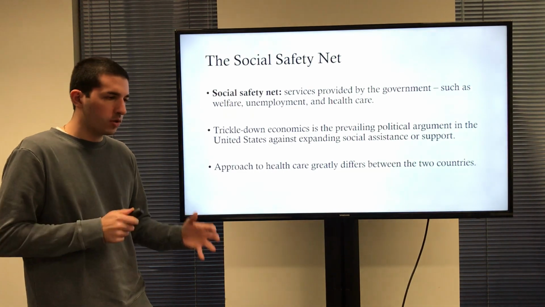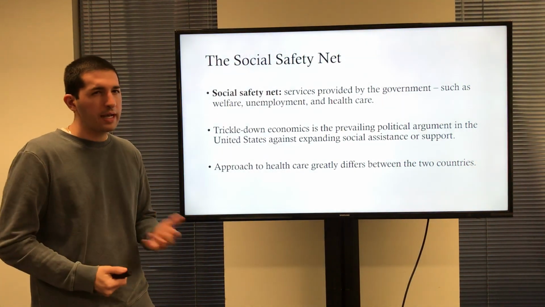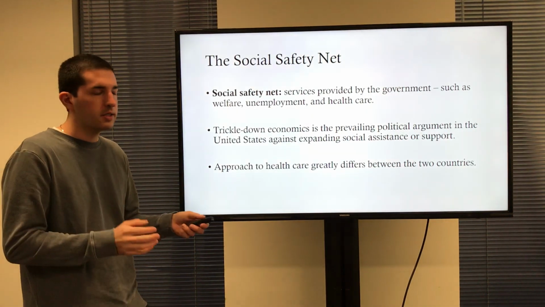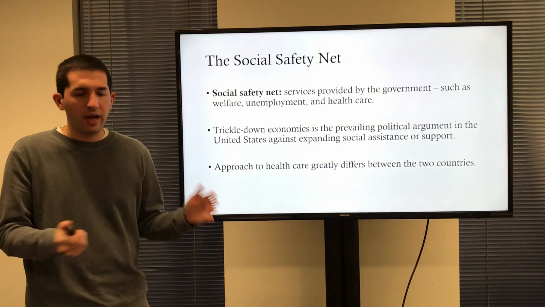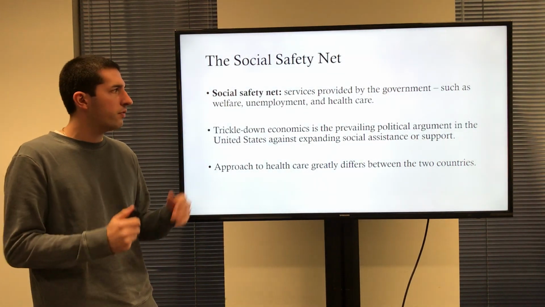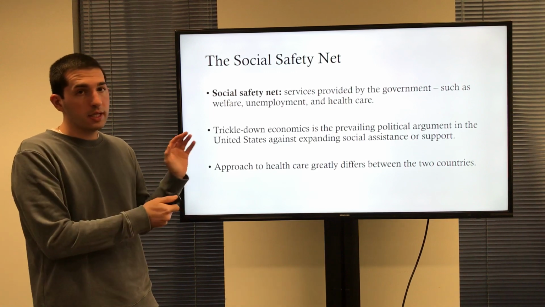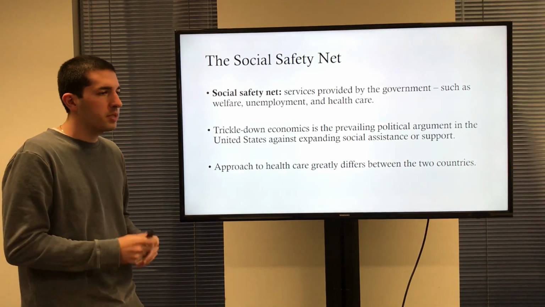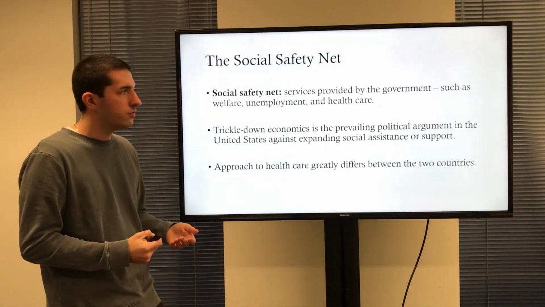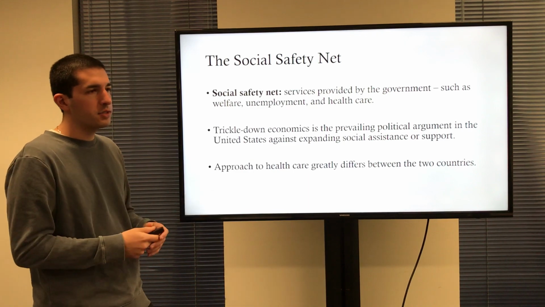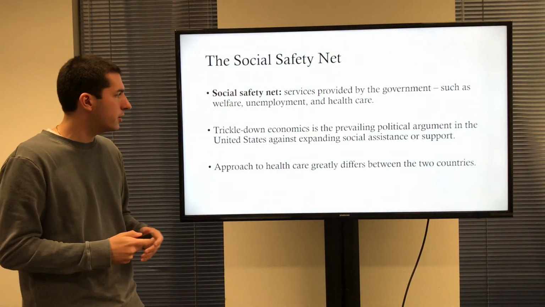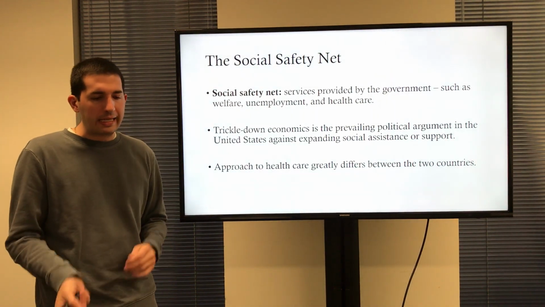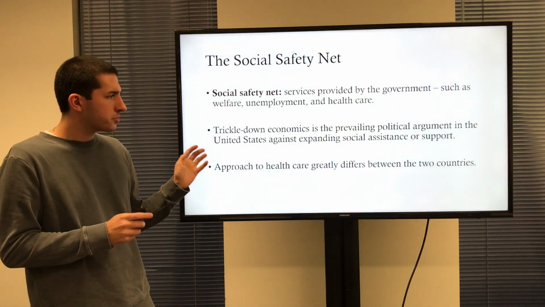Now, social safety net. This is sort of where the United States and Canada differ most drastically, or at least one of the bigger areas where we can differentiate ourselves. Social safety nets are the services provided by the government: unemployment and welfare and healthcare and things like that. Healthcare in the United States stems from the Bismarck model, where it's tied to our employers first and foremost, whereas Canada offers a government-run healthcare system that is 100% covered.